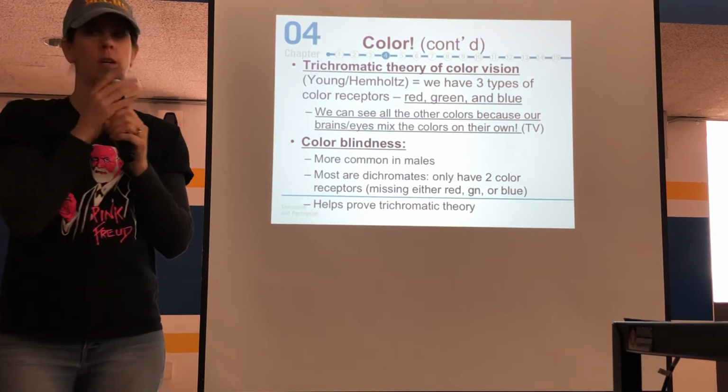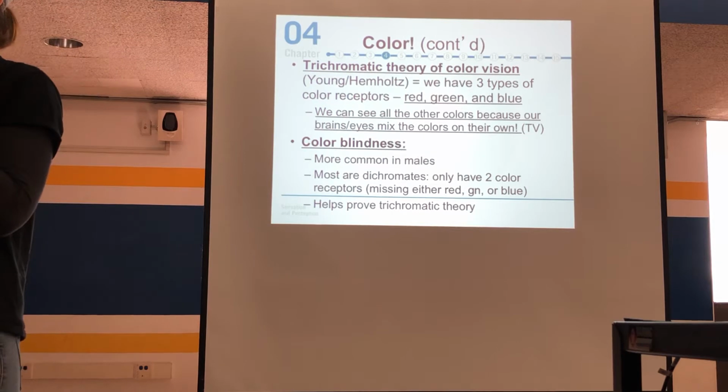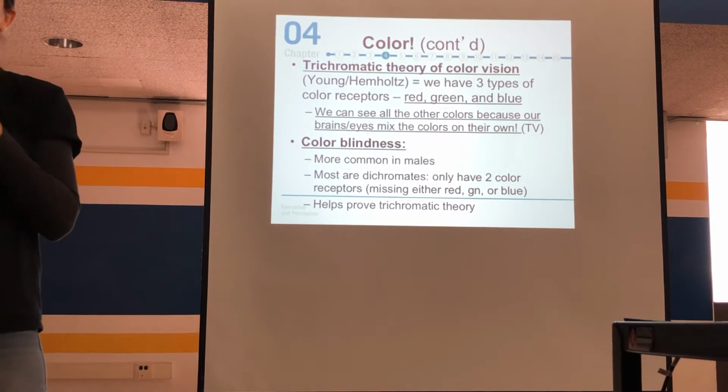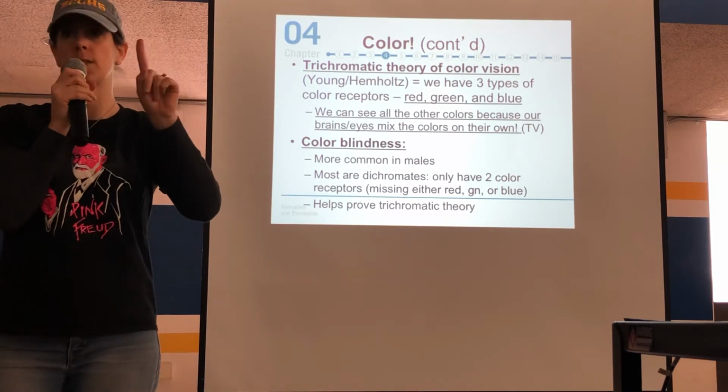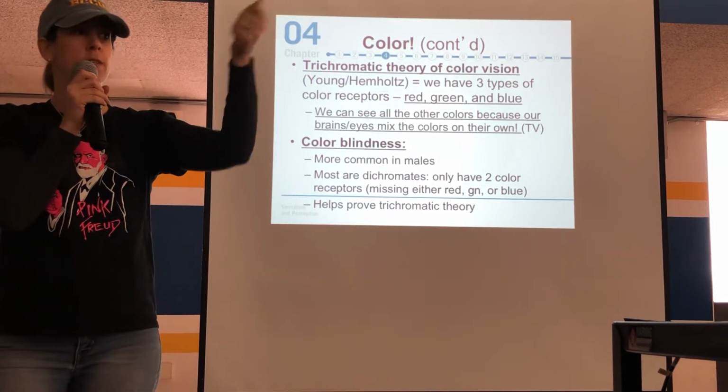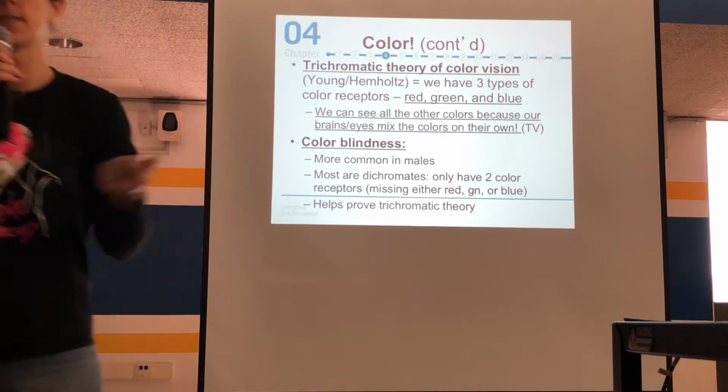Red, green, and blue, good. What proves that? Colorblind. What kind of color blindness? Dichromatic. Dichromatic color blindness, where someone's missing one of the cones and then they can't form those colors that they needed that to mix with, if that makes sense.